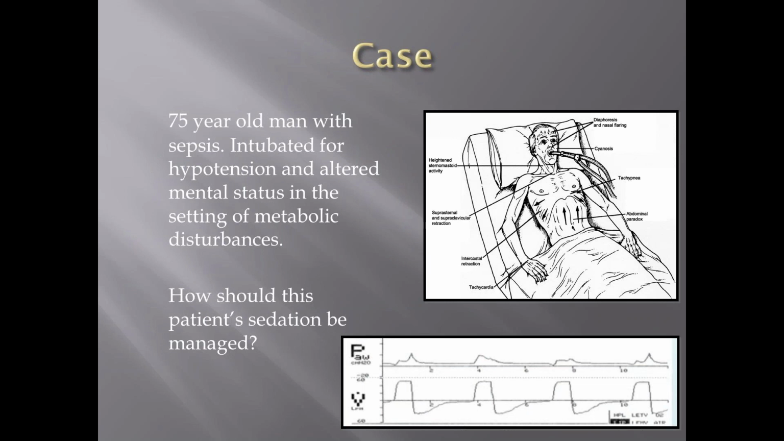A 75-year-old man with sepsis is intubated for hypotension, altered mental status in the setting of metabolic disturbances. How should this patient's sedation be managed? So just tell me what you think of the waveforms at the bottom first. There's the pressure and the flow, right? Right, so the top one is the pressure curve, and the bottom one is the flow. Yeah, the flow curve. So, I mean, the pressure curves are kind of variable. Like, there's some that are.